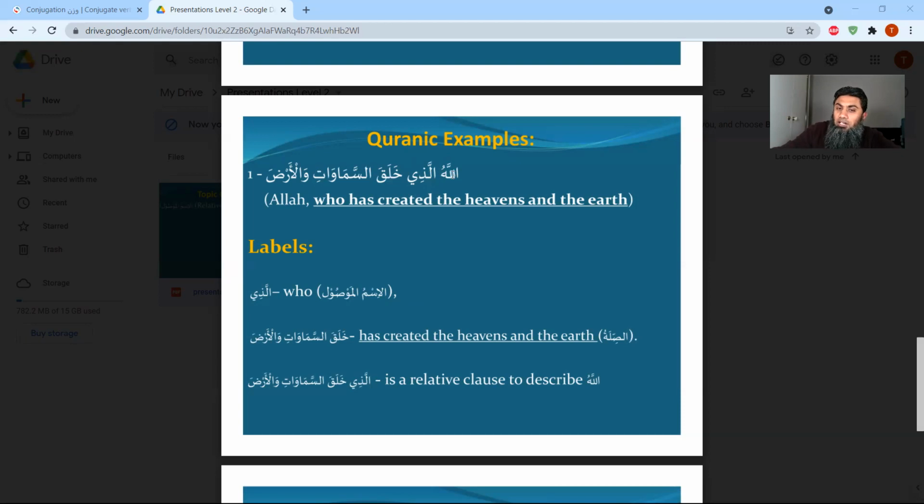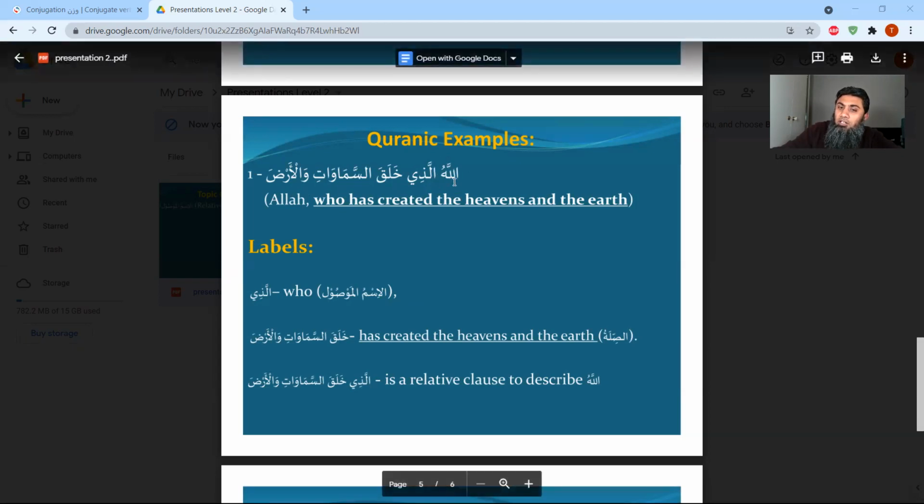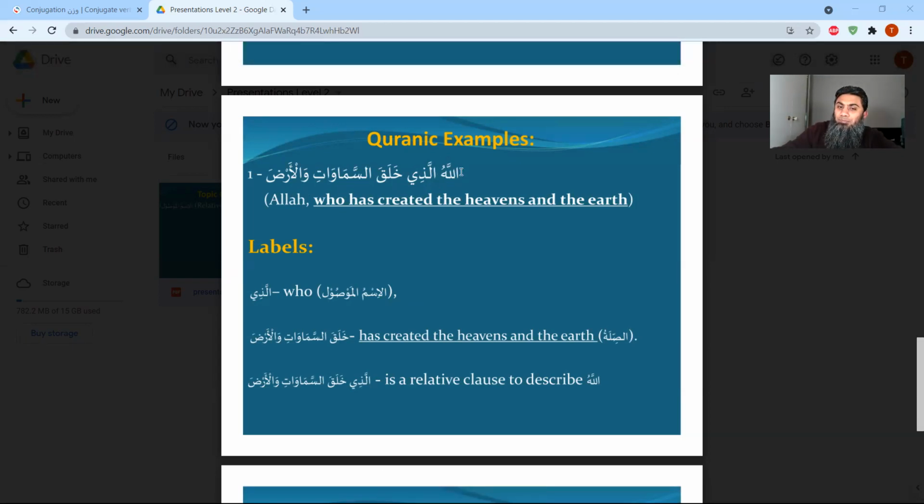So Allah, the allazi means the one who, or who. Khalaqa, created. As-samawati, the skies. Wal arda, and earth. So Allah, who created the skies and the earth. So basically, Allah is being described by this relative clause, which starts from allazi and ends at wal arda.